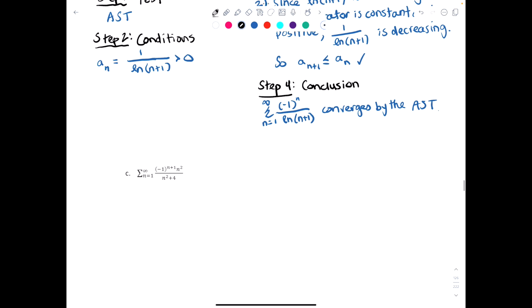So here we go. We have this guy here, maybe a little complicated. So step 1, what's our test? Alternating series. You know, when you learn the ratio and the root test, you may want to move away from alternating series, but always think about this test whenever you have an alternating series. Think about it as a potential. Step 2, conditions.